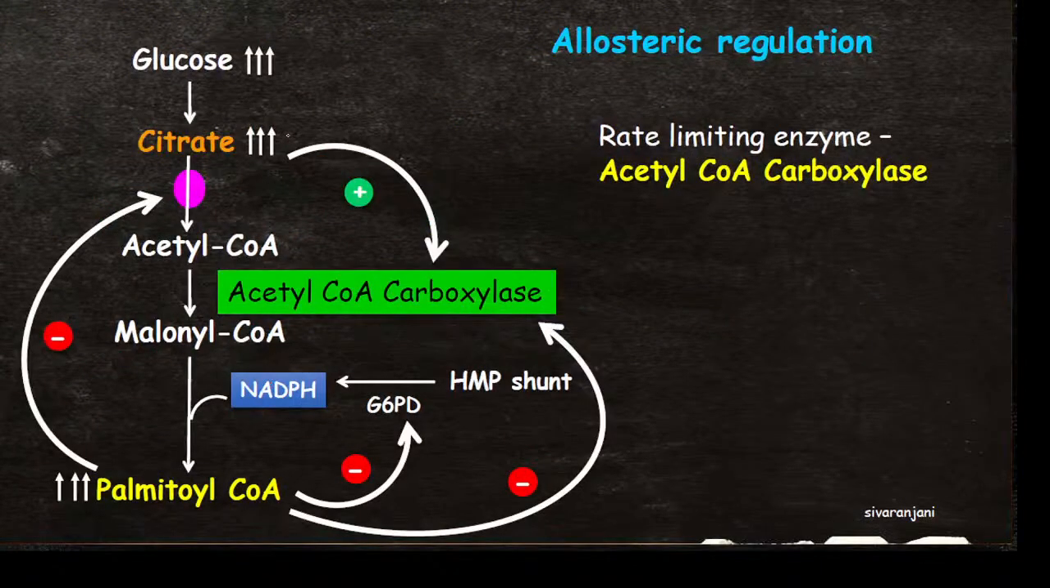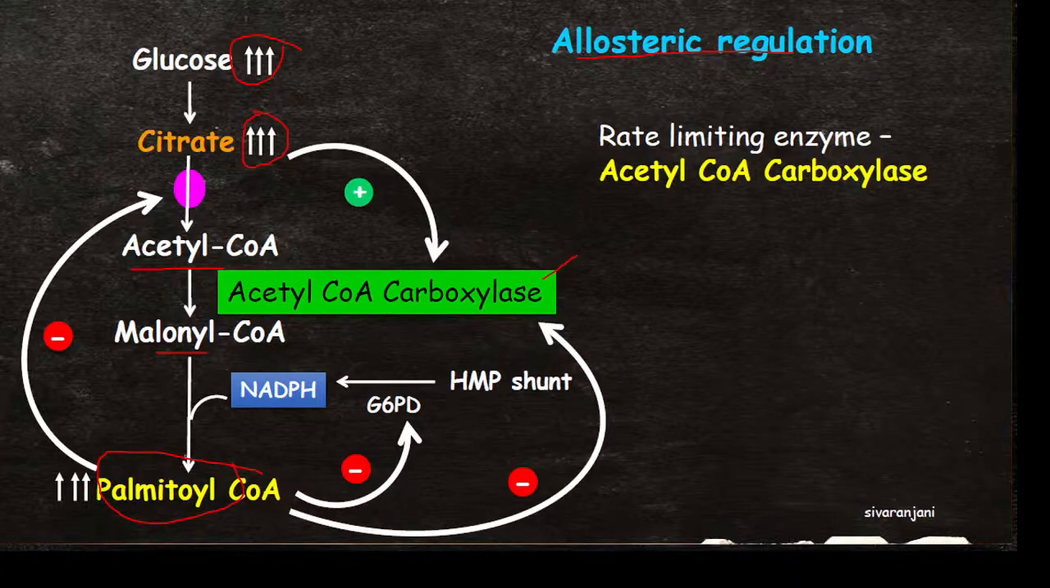Okay, so the first thing is allosteric regulation. So this works by a feedback mechanism. Like for example, if the glucose level is higher, it promotes the formation of citrate. Okay, if the citrate level increases, it promotes the activity of acetyl CoA carboxylase enzyme, which converts acetyl CoA to malonyl CoA. So this promotes the formation of palmitoyl CoA.